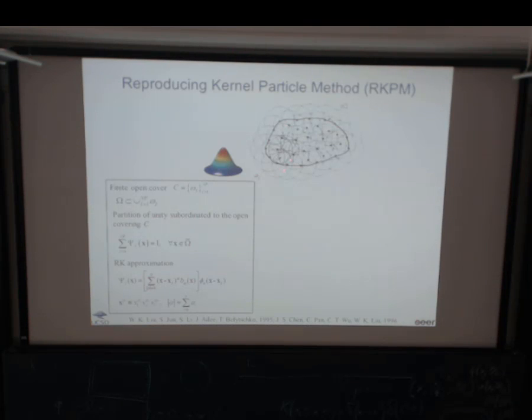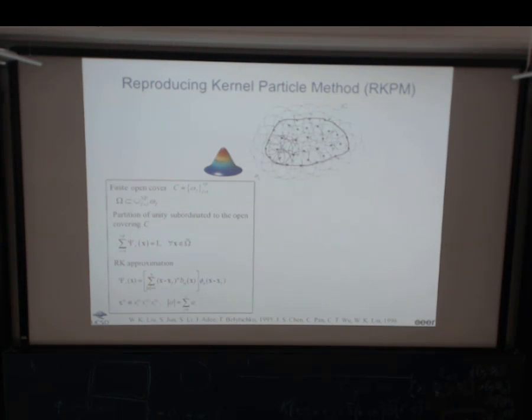Now, within each open cover, I will construct a partition of unity. Okay, partition of unity meaning that for every open cover, I have a function associated with that, and they have to sum up to 1. And this is nothing but an exact representation of a constant field, right? So you have the first order truncation error, and that's the minimum requirement for solving a second order PDE to show convergence. Okay, so that's a minimum requirement. But of course, with this, it's very simple.